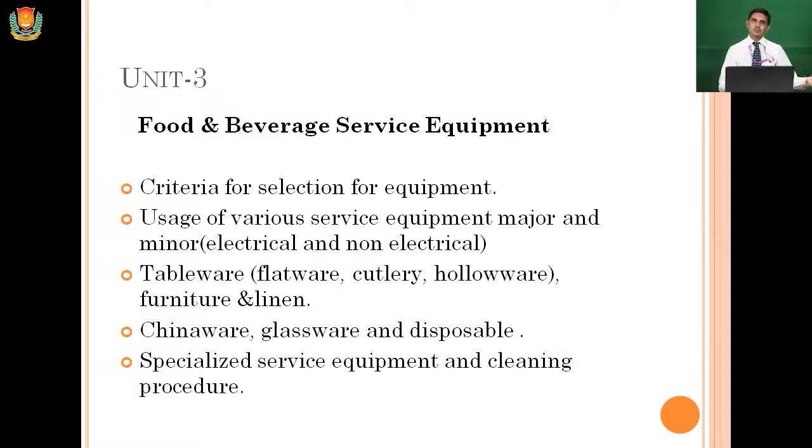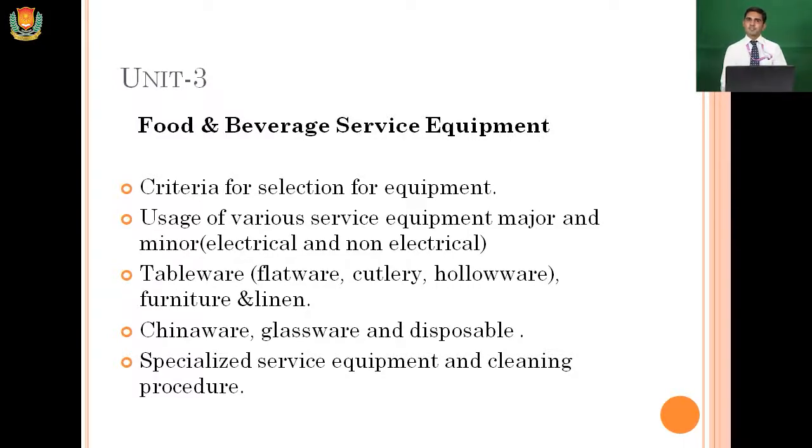Different types of knives we are using in our restaurant. Fish knife is there, main course knife is there, dessert knife is there. A lot of knives we are using. I am going to tell you in detail, and I'm going to show you in your practical classes also. What is hollowware? Hollowware carries your jugs, entree dishes. What are entree dishes? I'm going to show you in your practical class. The furniture and linen.